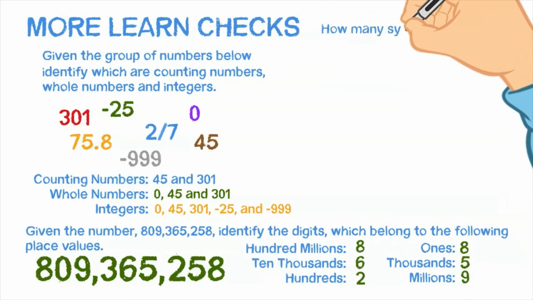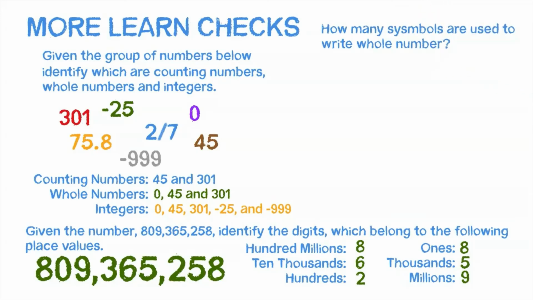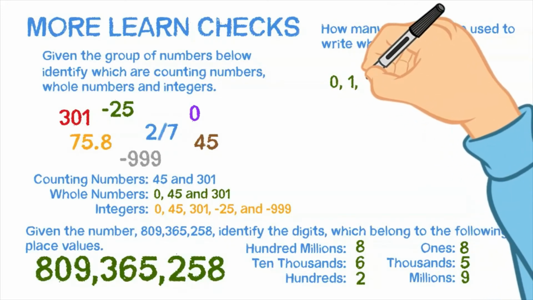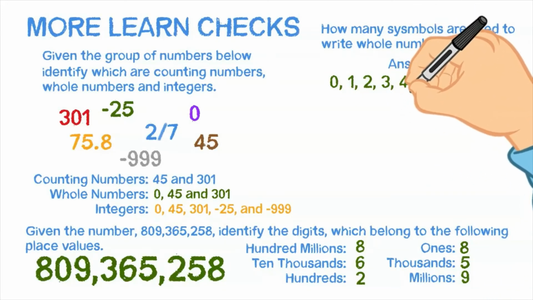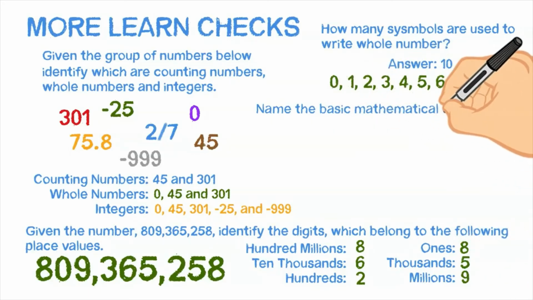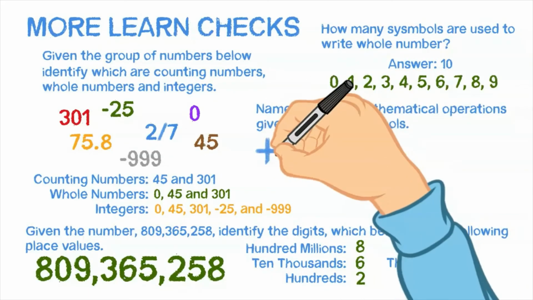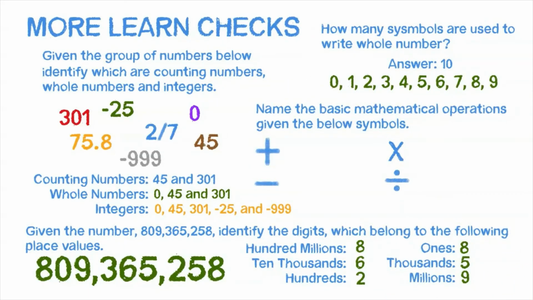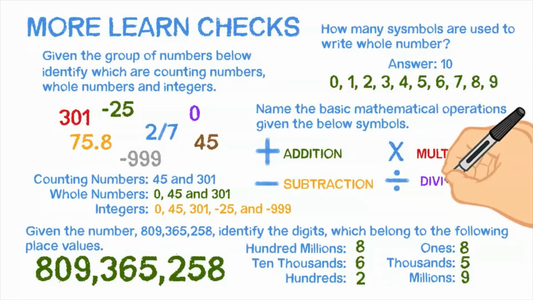How many symbols are used to write whole numbers? The answer is 10. These are 0, 1, 2, 3, 4, 5, 6, 7, 8, 9. Name the basic mathematical operations given the below symbols. Addition, subtraction, multiplication, division.